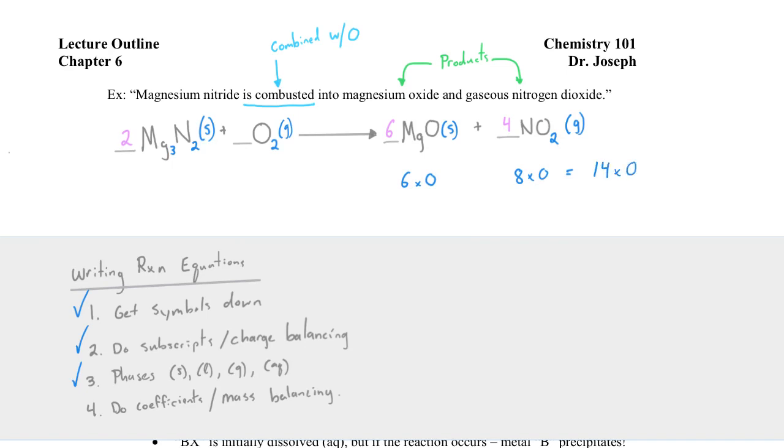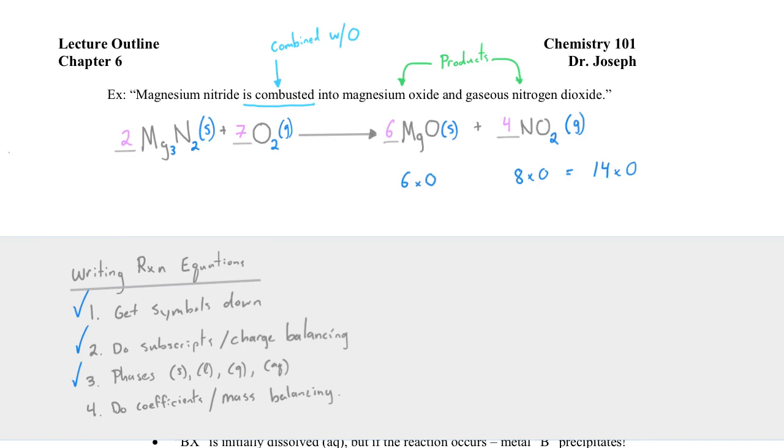Now let's go fix oxygen on the left-hand side. What coefficient do we need to put in front of diatomic oxygen to make 14? That's right, we need a 7 there. Now let's just double check and see if we can simplify this any further. It doesn't look like that because we can't evenly divide by 2. So at this point, we're balanced and we're done with step 4. So great job if you got that one right.